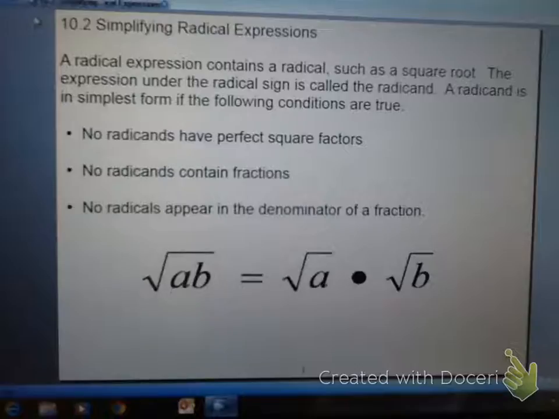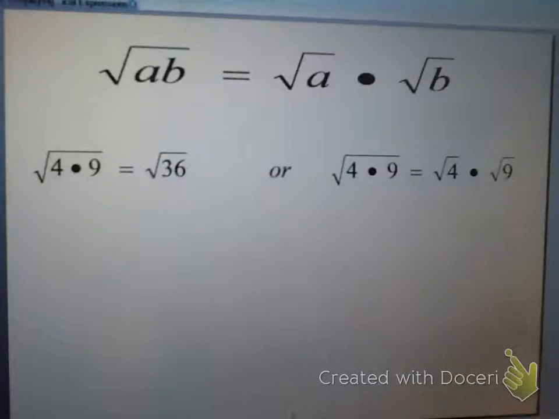Now, there's a couple things about this. A radical will be simplified if no perfect square factors are inside the radical. A radical cannot contain a fraction, and a radical cannot appear in the denominator. Square root of 4 times 9 is 36, so you can multiply these two together and get the square root of 36. Or you could have separated factors, the square root of 4 times the square root of 9. You can go back and forth and interchange these concepts.